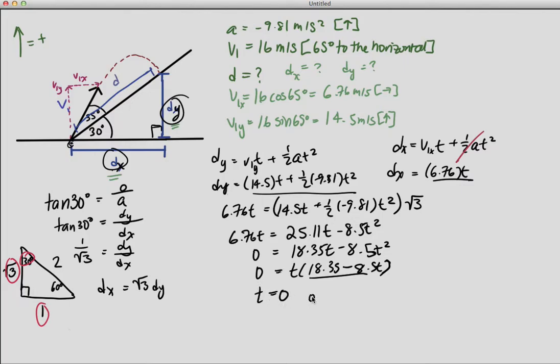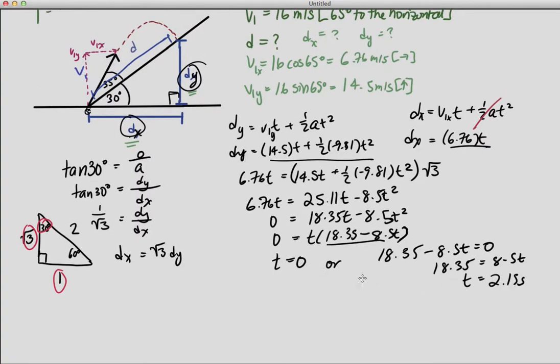The second answer for t will be equal to, and we can do the whole equation here if we want, 18.35 minus 8.5t equals 0. So we can write 18.35 is equal to 8.5t. In this way, once we divide 18.35 by 8.5, we get an answer of 2.15 seconds.